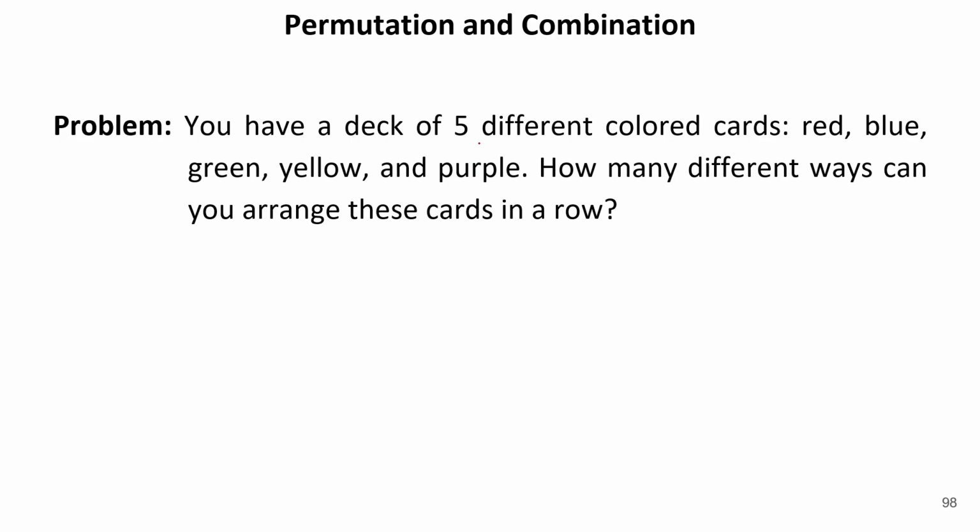Okay, so let's try to see the 10th kind of question. You have a deck of 5 differently colored cards: red, blue, green, yellow, and purple. How many different ways can you arrange these cards in a row? So it will be 5P5, which is equal to 5 factorial divided by (5 minus 5) factorial, that is 0 factorial. So it will be equal to 5 factorial ways.